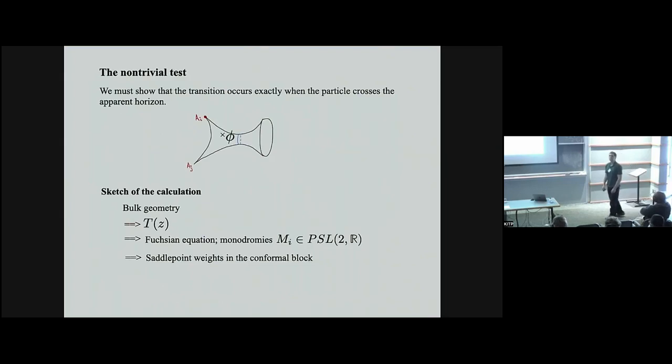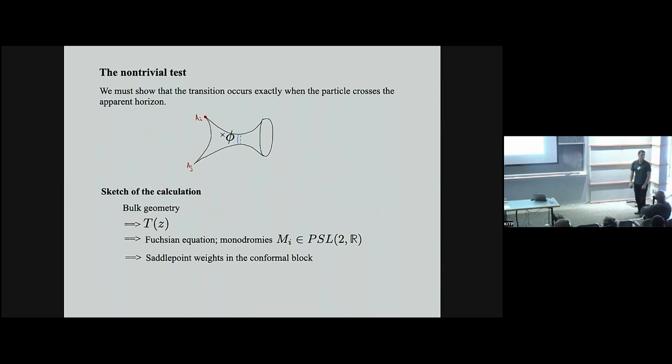Geometrically, does this happen when there is a geodesic behind the horizon that has a smaller length? No, it's when the probe, well, that's what we're about to talk about. It's when the probe goes behind the horizon. So now we get to the non-trivial test. This is the bulk test of this claim. We must show that this transition occurs exactly when the particle crosses the apparent horizon of the black hole.